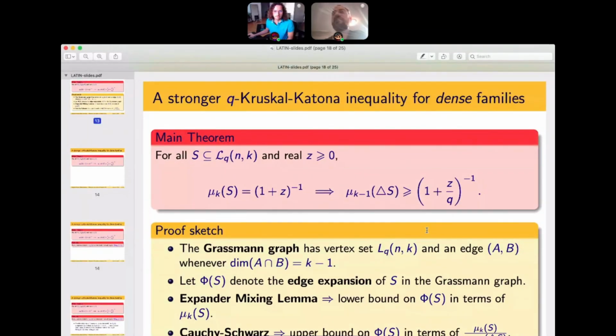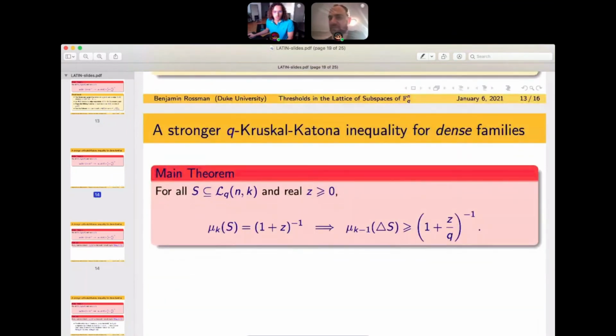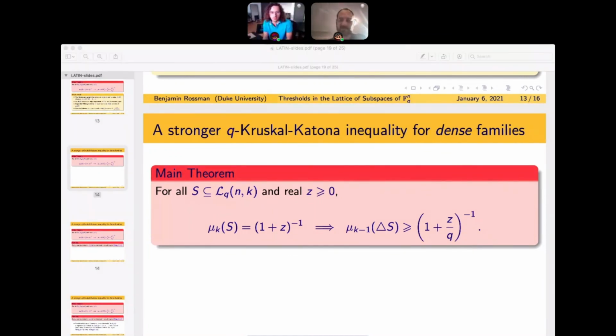I haven't thought about other settings for this kind of result, but it completely answers that question. Okay, that question is also for dense sets. Okay, right. Thanks a lot, Ben.